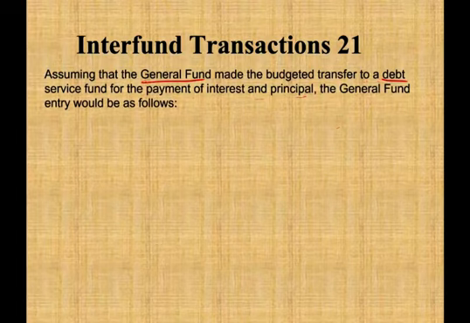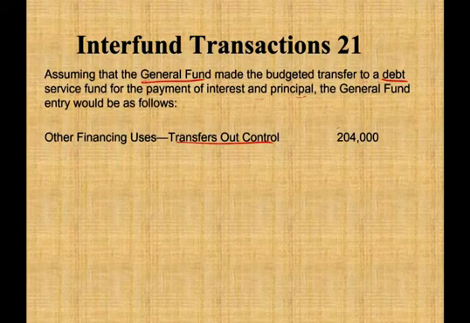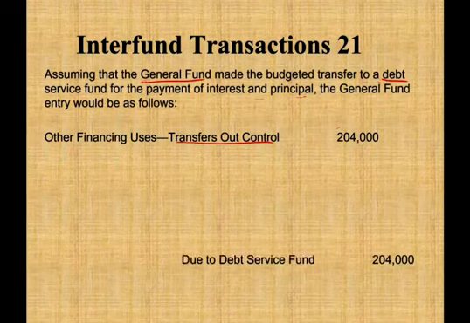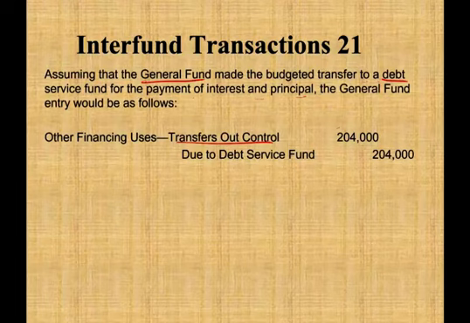Therefore, we have no expenditure here. How are we going to do this? We're going to debit other financing uses, transfer out control, which is an income statement account, but again, not an expenditure. It's a transfer. Notice it's a transfer, not an expenditure, and due to the service fund. Again, this is not an expenditure.